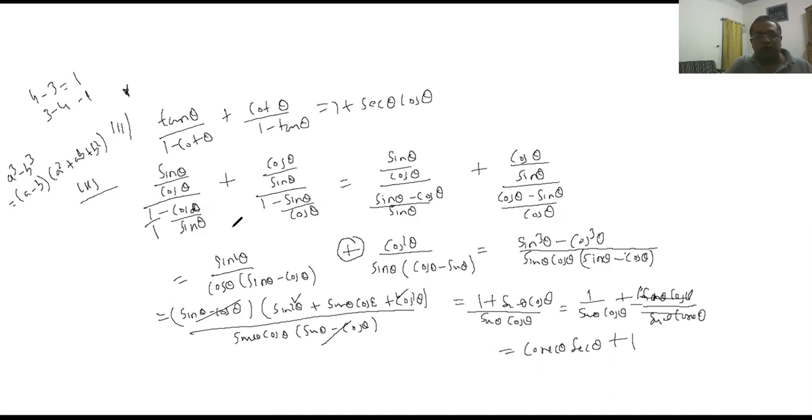So step number 1, we have converted to sin cos. Step number 2, we have taken the LCM. Step number 3, we have applied the identity. And step number 4, we have taken the common thing and cancelled it, right?